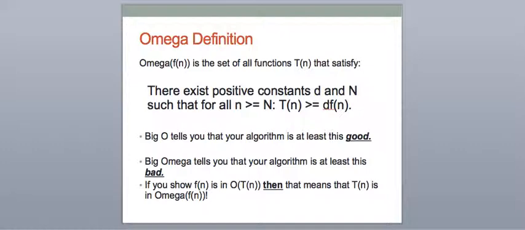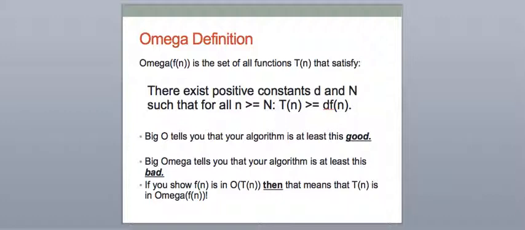If f is the upper bound of t, then t is the lower bound of f, and so we get the following definition, which is literally the opposite of big O notation, and that's called big omega notation. It reads the following. Omega of f of n is the set of all functions t of n that satisfy the following condition. There exist positive constants d and capital N, such that for all n greater than or equal to capital N, t of n is greater than or equal to d times f of n.